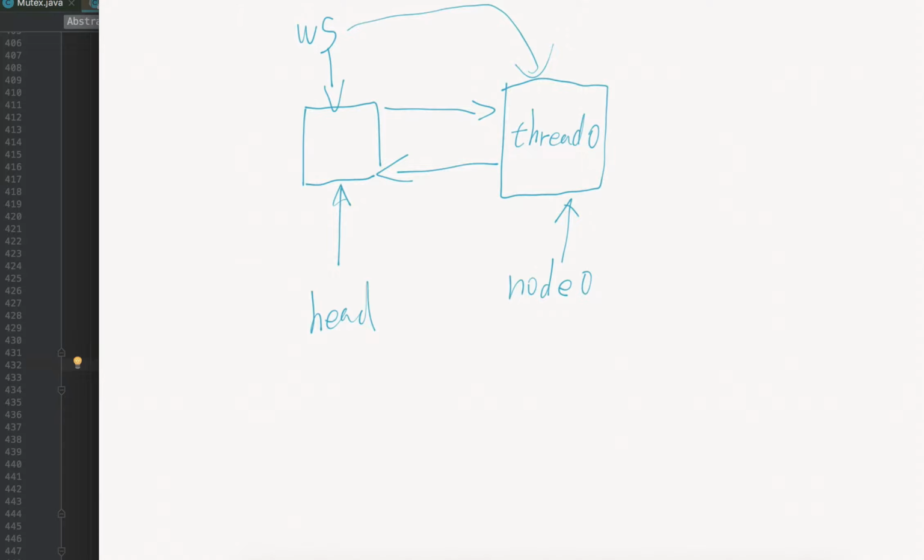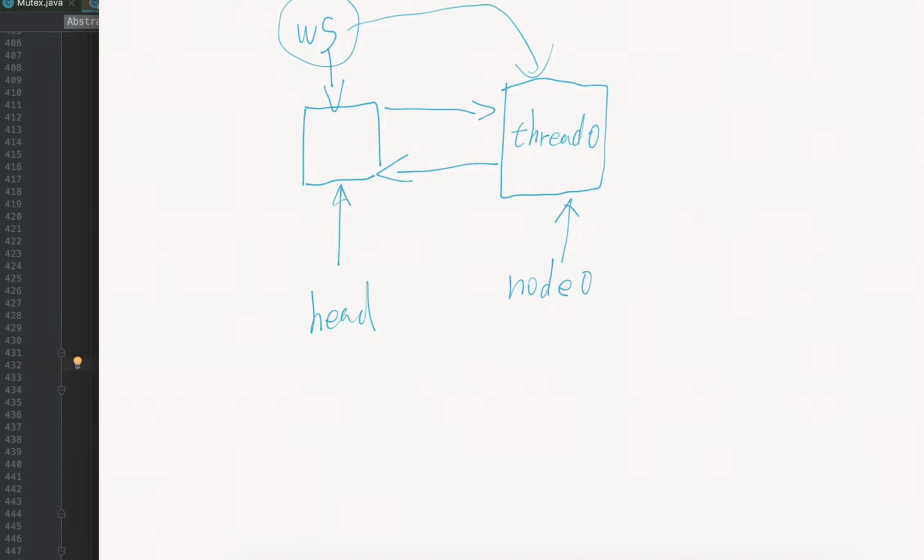And by doing this, since parking and unparking operations are expensive, by keeping the flag updated we may sometimes avoid unnecessary parking and unparking. For example, if a thread is ready to be parked, we basically update the wait status to SIGNAL.